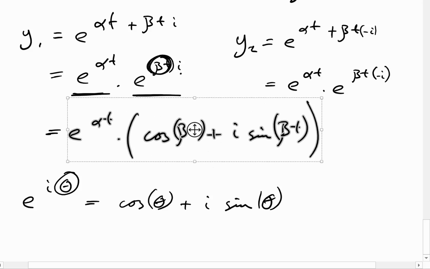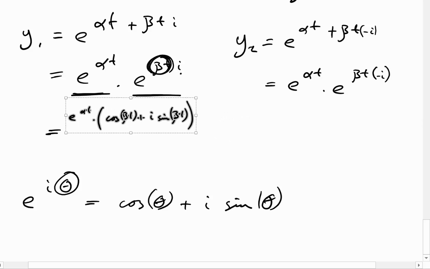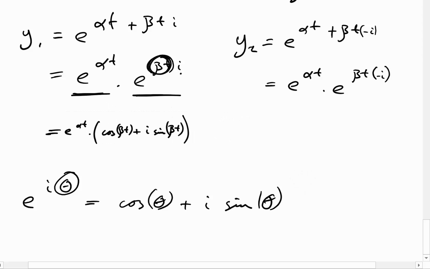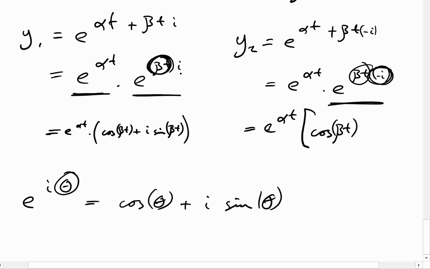So I can write a similar kind of thing out for y2. So now y2, what will that be? It'll still be e to the alpha t, because that's just a real number. That will just come out as a number, right? Times this thing. So it's going to be cos beta t. Beta t is still my theta. But this time, because I've got a minus here, I'm just going to replace this by a minus. So minus i. Before I had a plus i, which is why I've got a plus i in there. Now I've got a minus i, so I'm going to write a minus i in there.